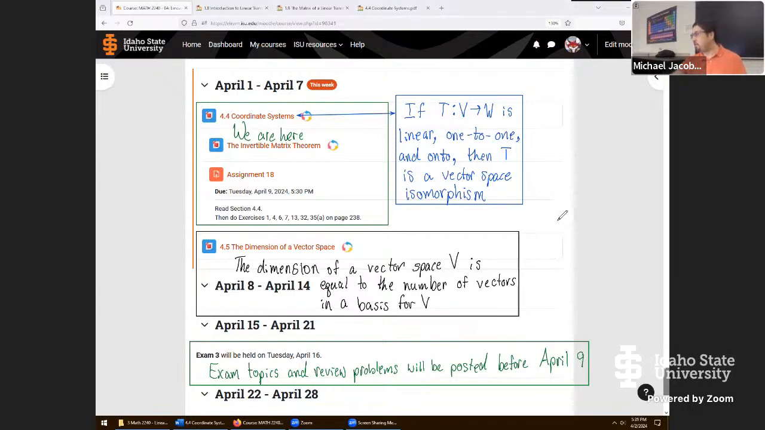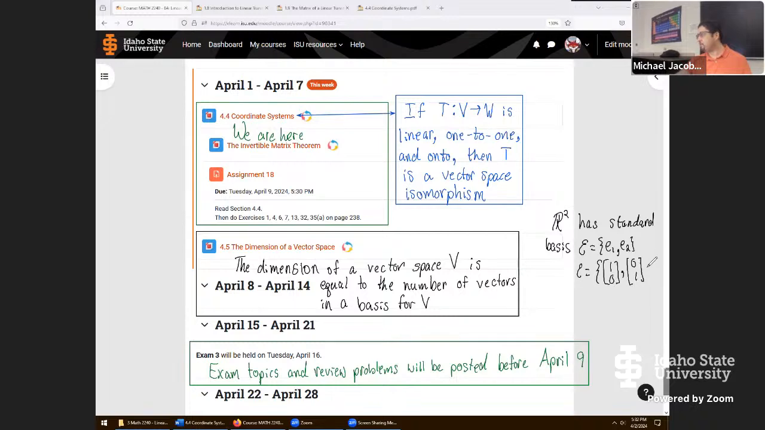We can say, for example, that R2 has standard basis script E, and it looks like this. It's e1, e2. That's a lot of symbolism, so we can also write it this way if we prefer. It's a basis that goes (1, 0), (0, 1). So like we mentioned before, e1 and e2 are just the columns of the identity matrix.